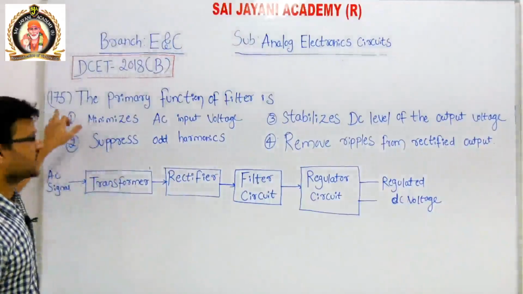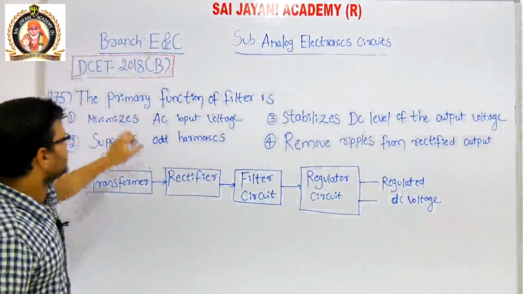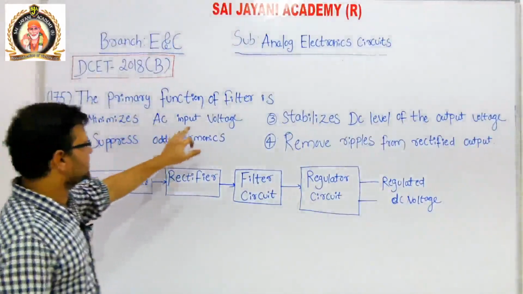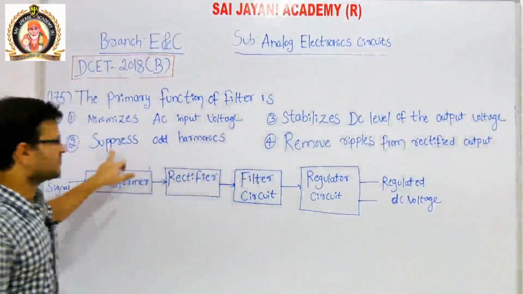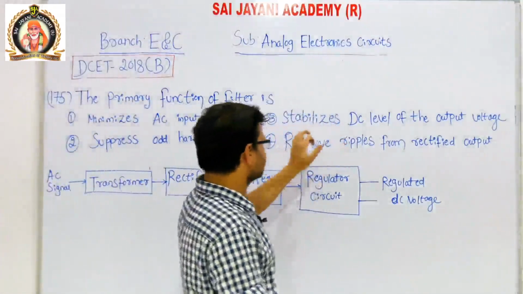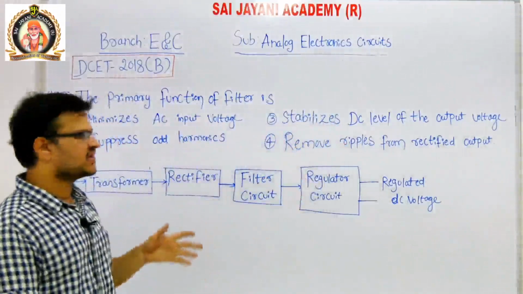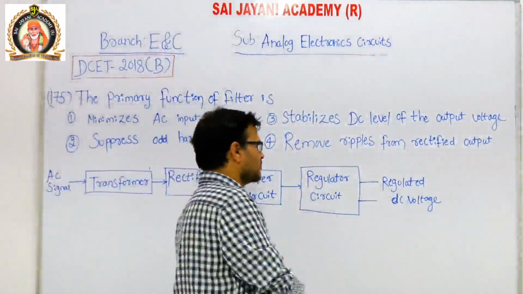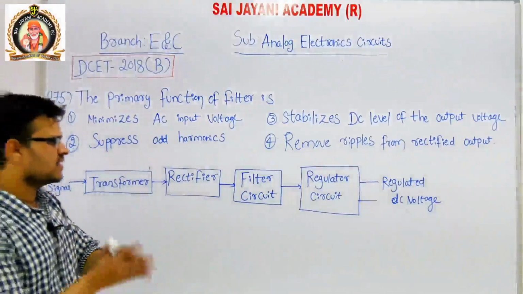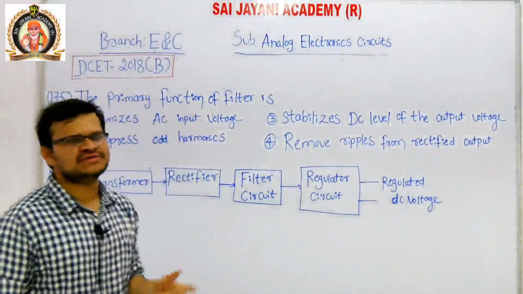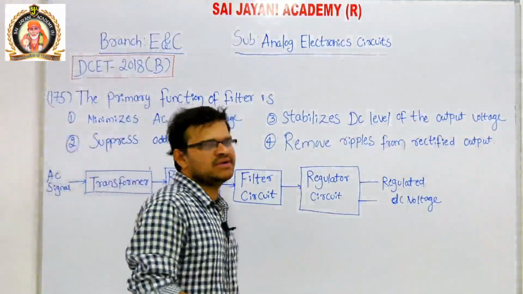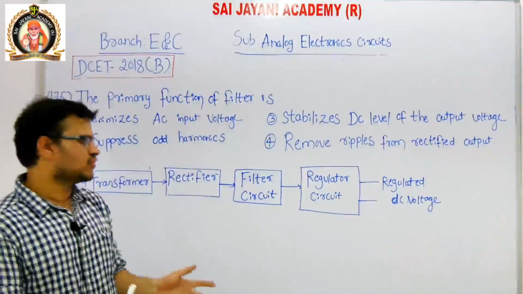The question number 175: the primary function of the filter is, the options are given below. The first is it minimizes the AC input voltage, the second is it suppresses the odd harmonics, the third is it stabilizes the DC level of the output voltage, and the fourth is it removes the ripples from the rectified output. This question can be solved by using the regulated power supply block diagram. We are using this RPS in your laboratory. What it does is give you a constant DC output voltage.